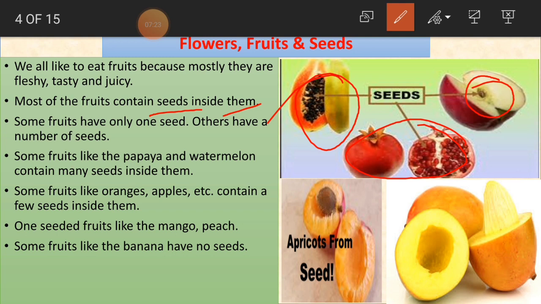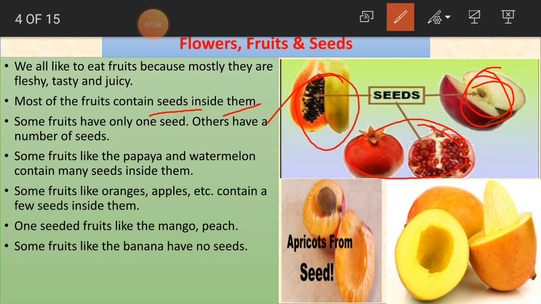Some fruits like the papaya and watermelon contain many seeds inside them. As we saw in the picture for papaya, and we even have so much watermelon in summers. They contain so many seeds. Some fruits like oranges, apples, etc. contain a few seeds inside them. If you take oranges and the apple, they contain very few seeds, two, three, four, not more than that.